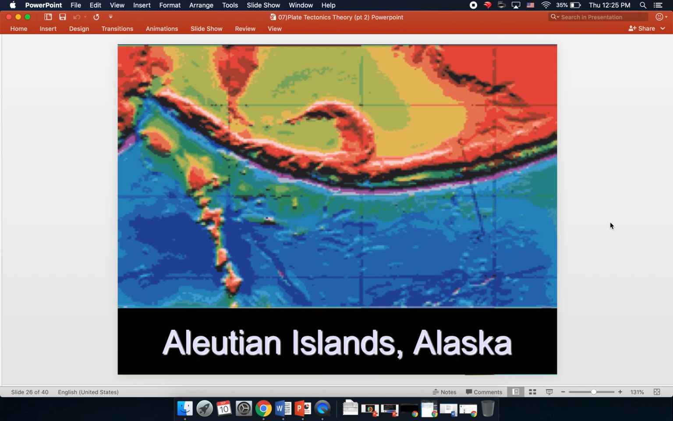The Aleutian Islands of Alaska are a good example of an island arc created by oceanic to oceanic convergence. You have a more dense oceanic plate going under a less dense one. The two plates are grinding. There's a lot of friction. You have melting rock off one of the plates, and it rises up through, creating an island arc.